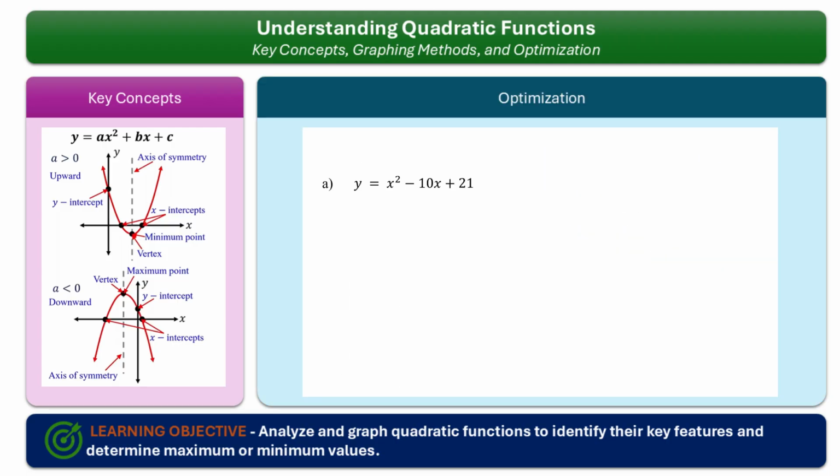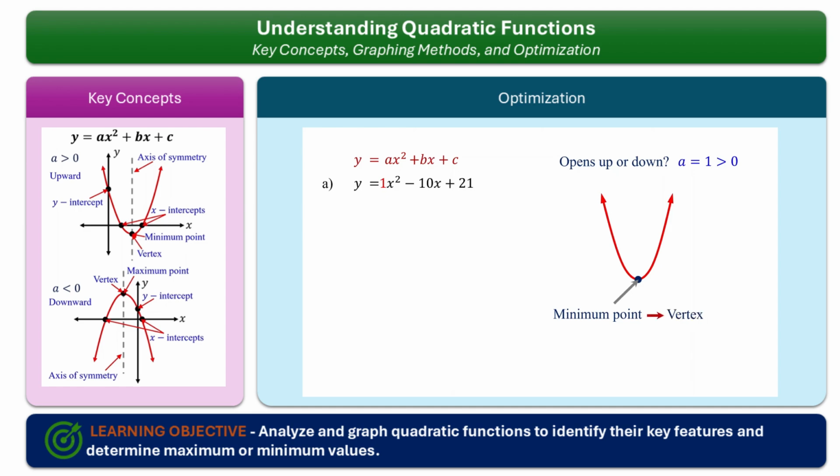First step is to determine whether the parabola opens upward or downward. For a quadratic function in standard form, if a is greater than 0, the parabola opens upward. If a is less than 0, the parabola opens downward. In our function, a is 1, which is greater than 0, so the parabola opens upward. When the parabola opens upward, the quadratic function has a minimum point, which is the vertex of the parabola. So, our next step is to find the vertex.